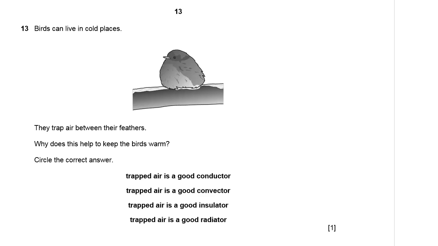Birds can live in cold places. They trap air between their feathers. Why does this help to keep the birds warm? Circle the correct answer. The correct answer is they trap air, which is a good insulator. So trapped air in the feathers insulates the birds from cold weather. Therefore, the birds keep warm.